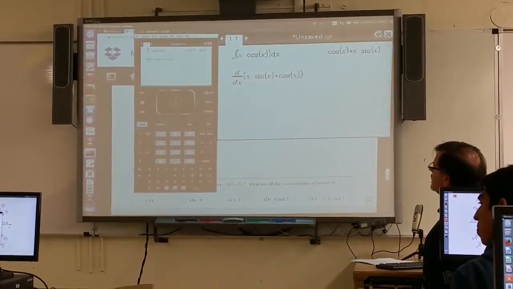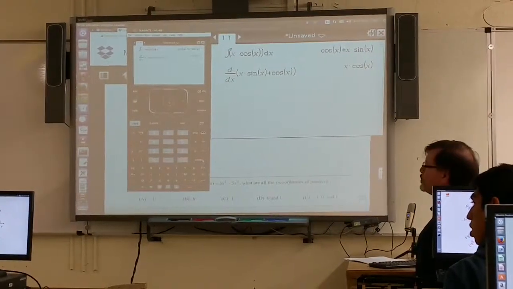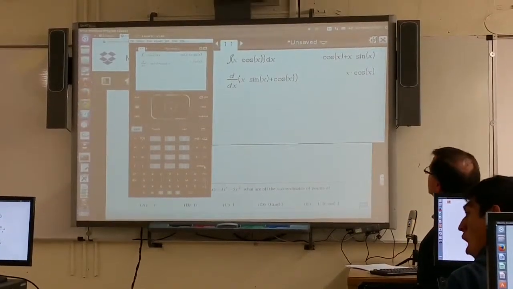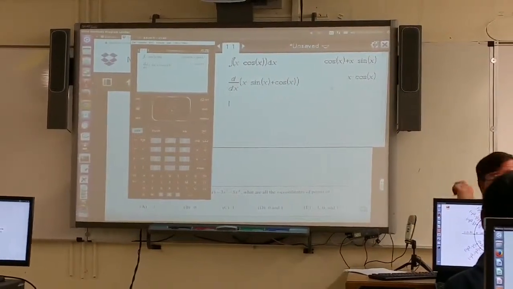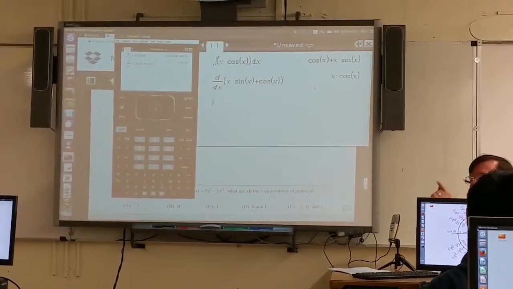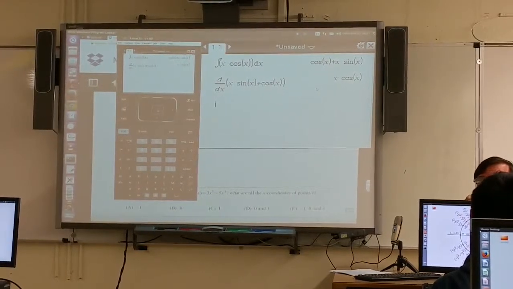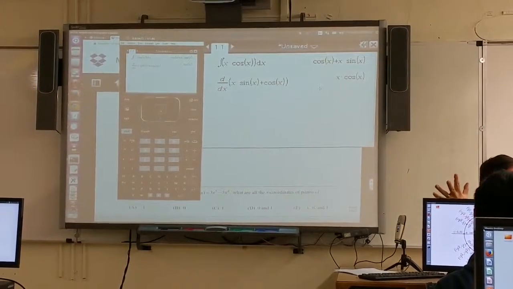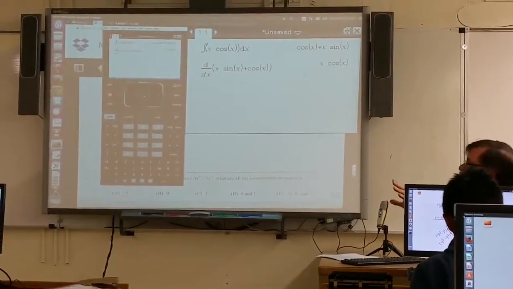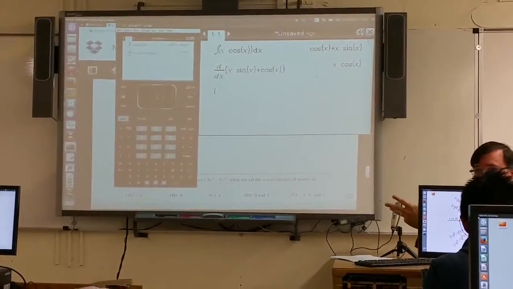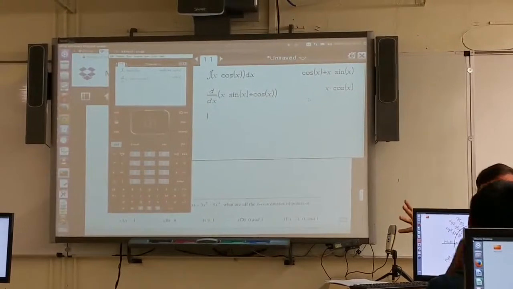Was this on the BC part or the other part? This was part 1A BC, no calculator. And we got x cosine x. Now be careful, there's a problem with this. Remember that antiderivatives are not unique. What does that mean? They have a plus C. The plus C could be different, right? So when you have a plus C, that's an infinite family of solutions. And when you figure out the C, you figured out the one curve that you want, right?